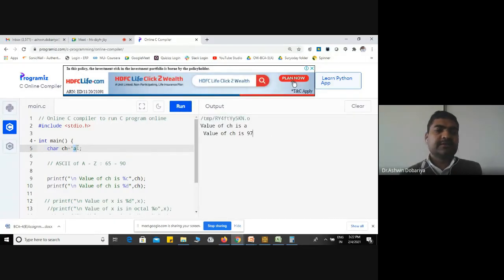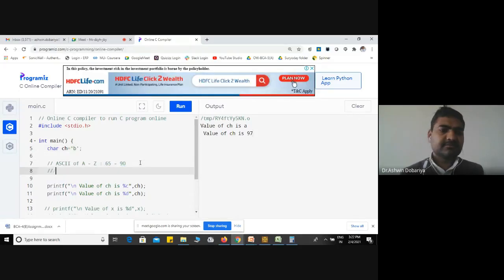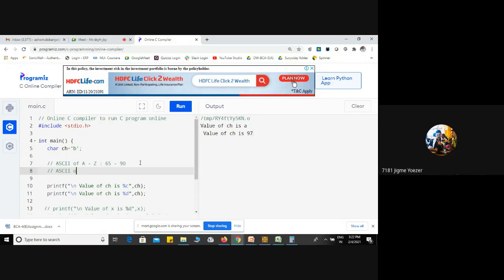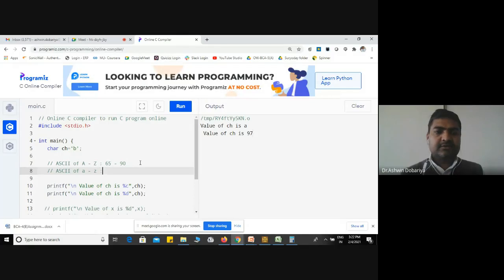97. Right? Now you tell me what is the ASCII code of small b? 98. Yeah. Right? So starting is 97. You have to just remember the starting value. And small z is 122. Last is 122. So small a to z is ASCII 97 to 122.